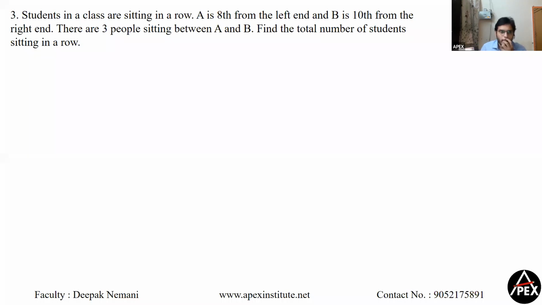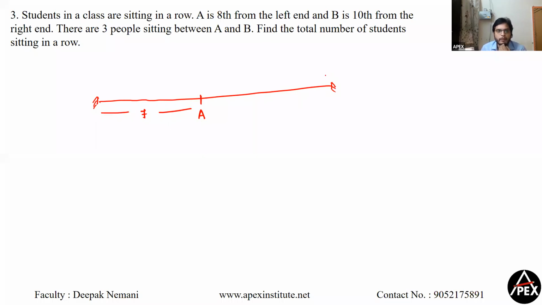Now let's see. Students in a class are sitting in a row. A is 8th from the left hand. So this is left hand, and this is right hand. So A is 8th from the left hand. So A is here, and we have 7 people sitting to the left of A.